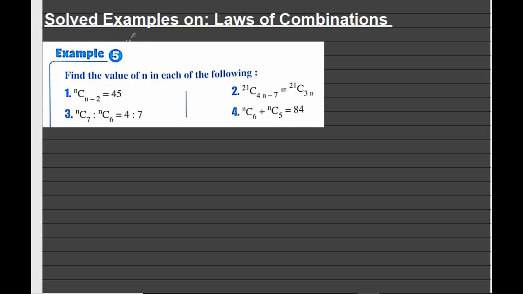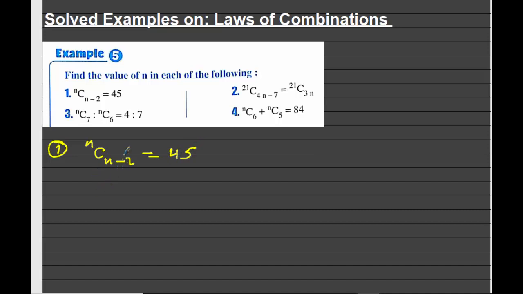In this part, we will solve some examples on the laws of combinations. Example 5. Find the value of n in each of the following. First, we have nCn-2 equals 45.